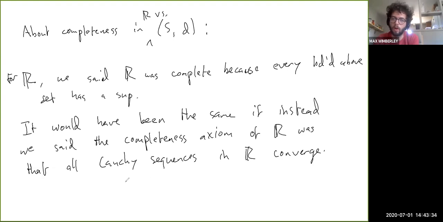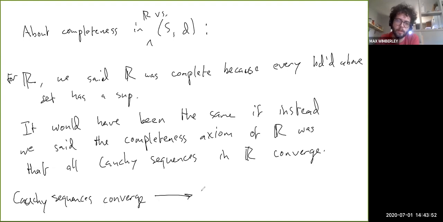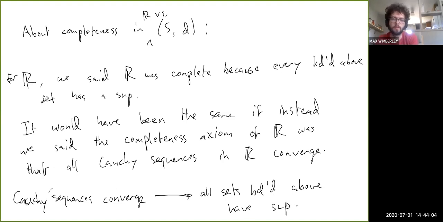So basically, if you take it as axiomatic for the real numbers that all Cauchy sequences in R converge, then you can prove from that that all sets bounded above have a supremum. You can actually prove this from this one. In fact, they're equivalent to each other. This is Cauchy sequences in R, and this is of course also in R.